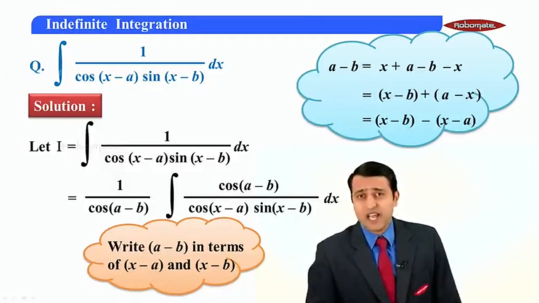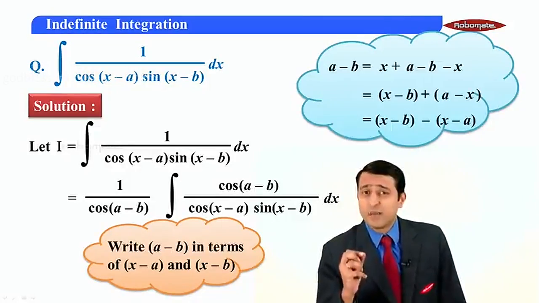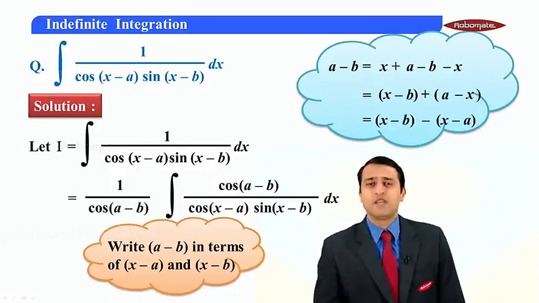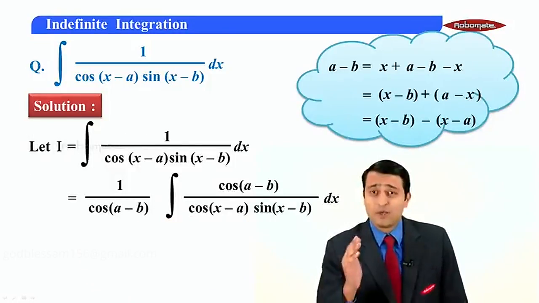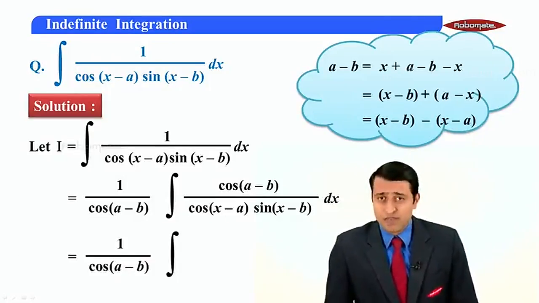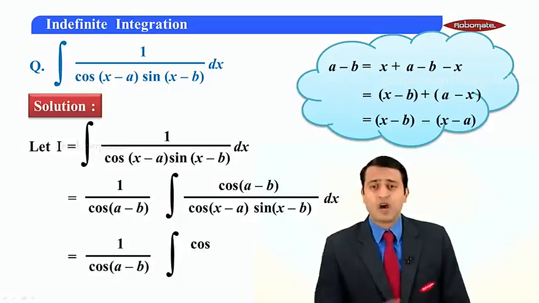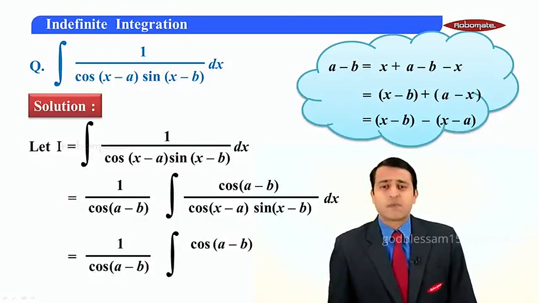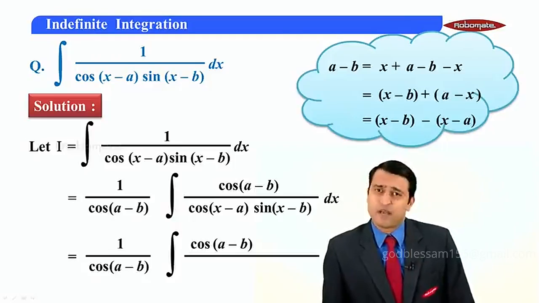Or we can say that we have adjusted a minus b in terms of x minus a and x minus b. So what will my numerator look like? Before I go to the numerator, I'll have 1 upon cos of a minus b integral cos of. Now instead of a minus b, what should I write? I should write x minus b minus of x minus a.